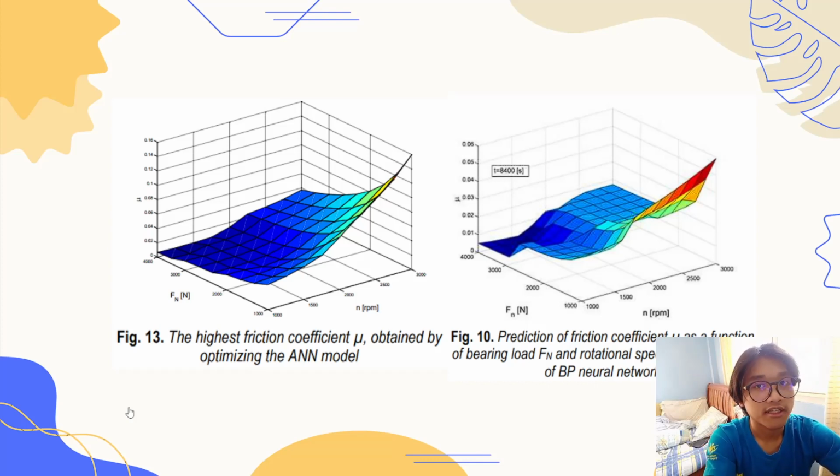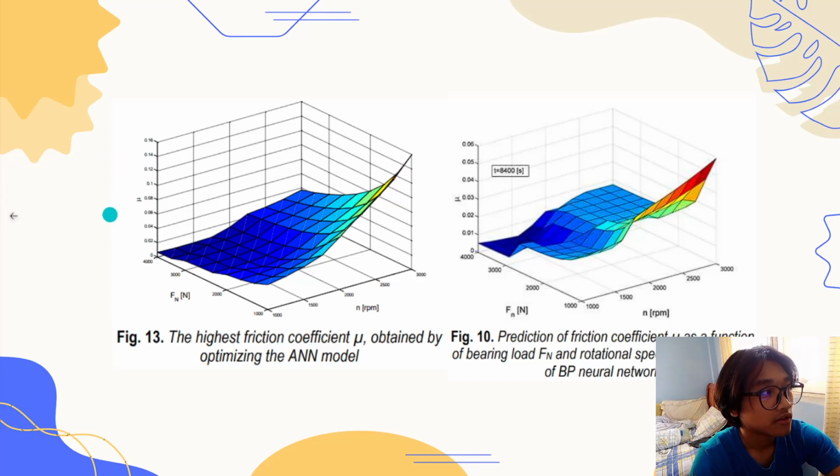So they say that there is very little error in the data that the AI generated. So that's it. That is the graph showing the coefficient between the RPM and the load.